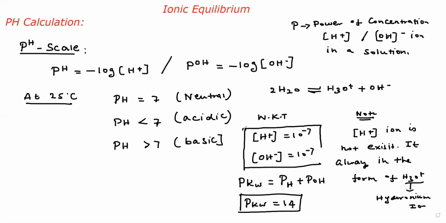Now there are different cases: for strong acid, for weak base, for a mixture of strong acid and strong base, a mixture of weak acid and weak base. We are going to apply a different concept to find out the pH. This is part 1, and in part 2 I will discuss the other combinations.